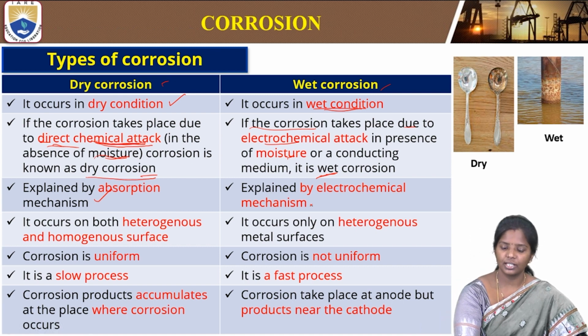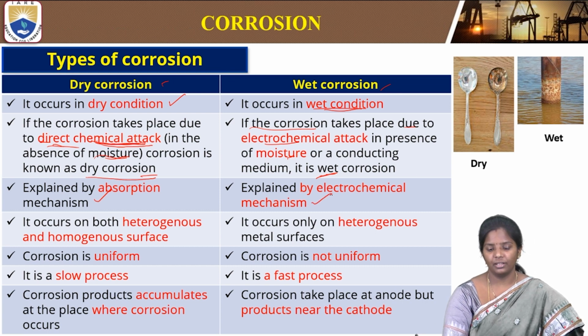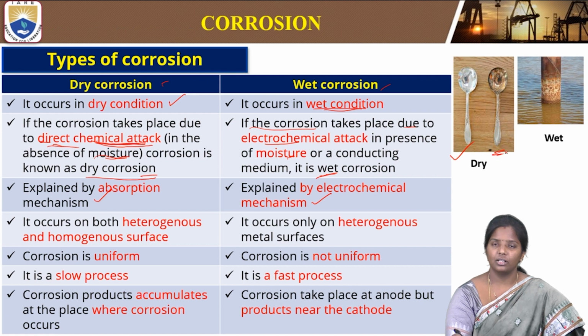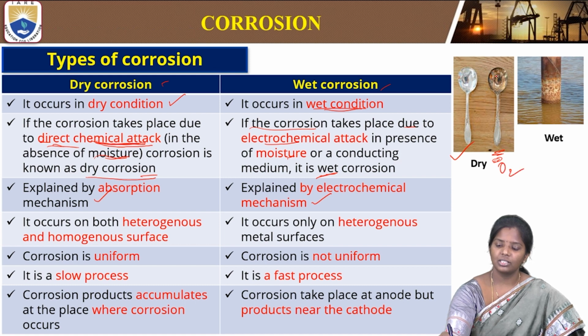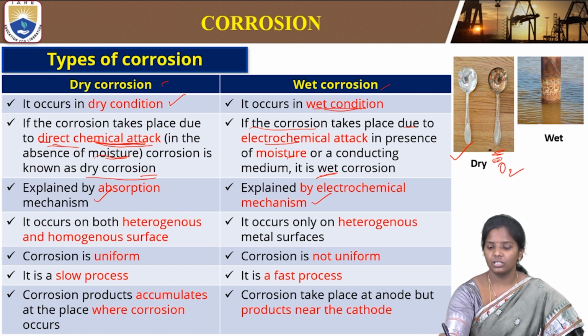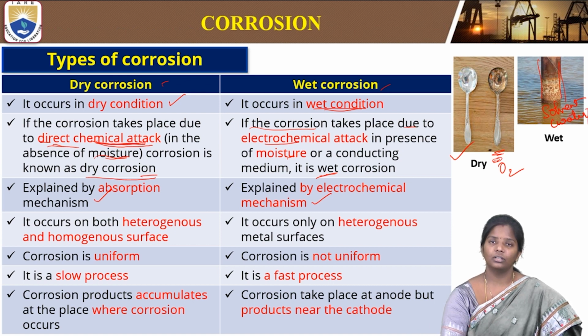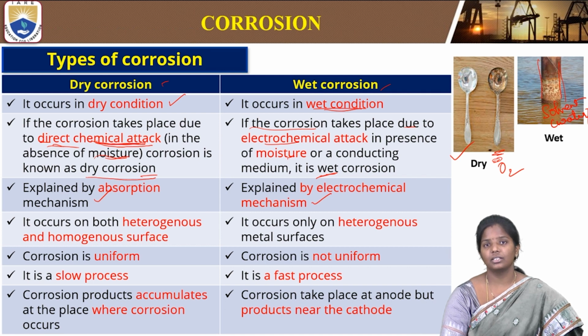Then wet corrosion is explained by electrochemical mechanism. Wet corrosion occurs by electrochemical mechanism. For example, if we see the silver spoon, this silver spoon is corroded, tarnished silver. What happens here? There is some gas like oxygen. It will react with the silver and forms silver oxide. This is the corrosion. And in wet corrosion, a metal bar is in contact with the solvent. Here it is water. So it forms an anode and cathode, and it depends on the electrochemical reactions that are taking place. That is why it is wet corrosion.